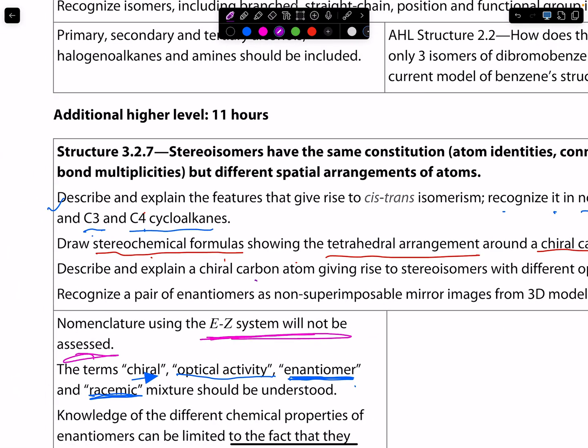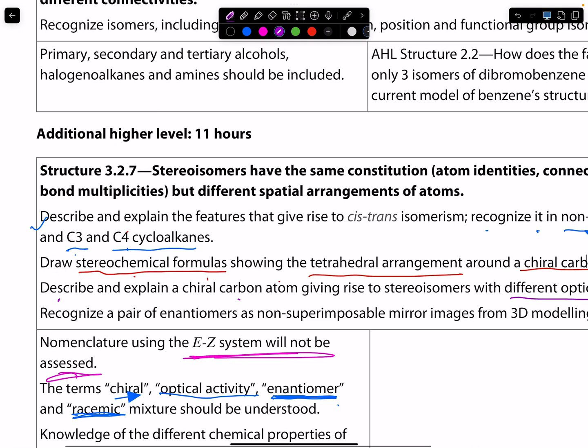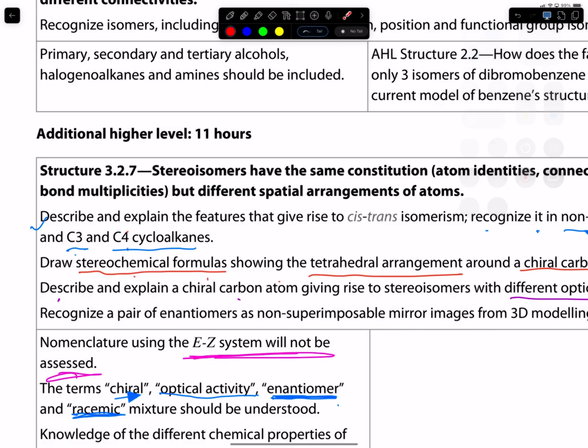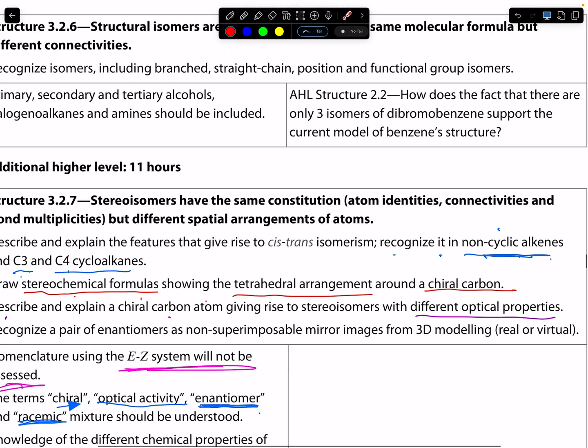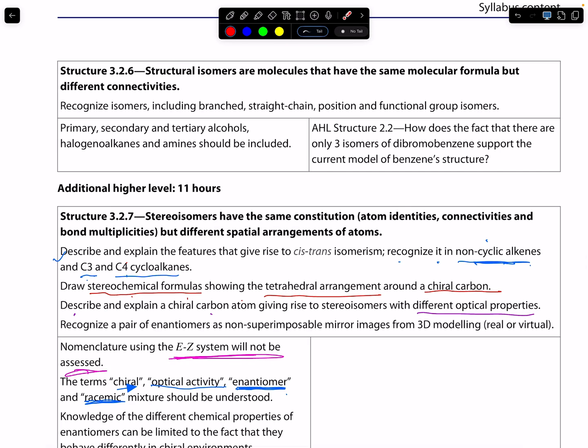Then, describe and explain a chiral carbon atom giving rise to stereoisomers with differing optical properties. So you need to be able to describe what a chiral carbon is. It is an sp3 carbon bonded to 4 differing groups. Explain why chiral carbon give rise to stereoisomers, because they have four different groups that interact with light differently, right? And therefore it creates differing optical properties. Clear? And lastly, guys, you need to recognize a pair of enantiomers as non-superimposable mirror images.